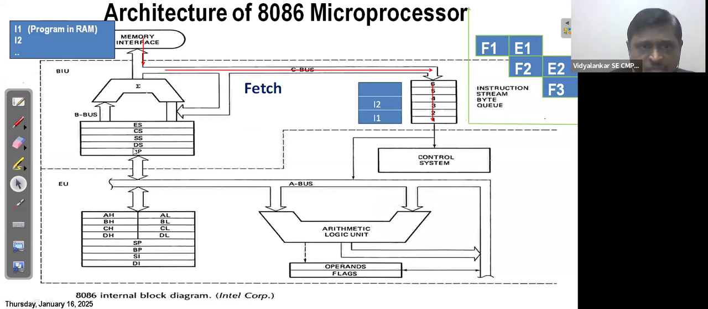Can you see these 4 registers? This is ESR. The R is silent, it is not written there, but to understand, we are saying R. ESR, extra segment register. CSR, code segment register. SSR, stack segment register. And DSR, data segment register. These registers are 16-bit registers in BIU.